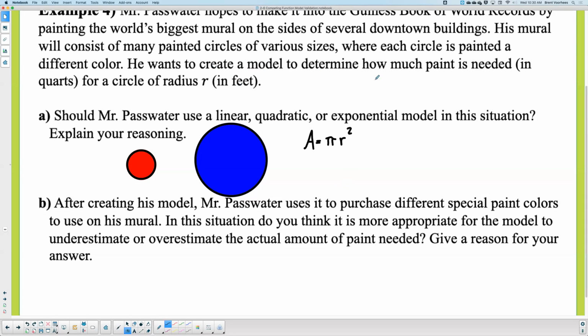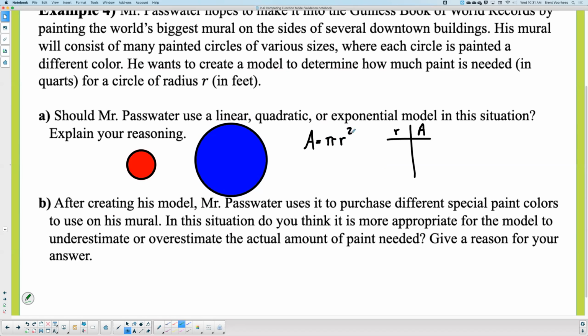Okay, he wants the model to determine how much paint is needed in quarts for a circle of radius r. So basically he's telling you the model will look like this. Given any amount of radius, we're going to need a certain amount of paint, which I'm going to call A. What type of model would this be? Not exponential. Not linear. Why quadratic? I should say, not.